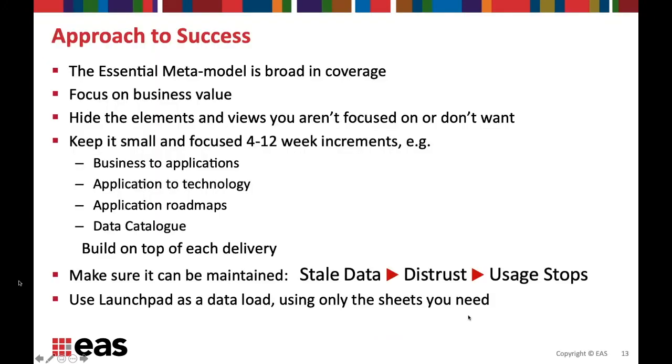Okay, so in terms of our approach to success, I think I've mentioned this, but we would recommend that you focus on an area that's going to give you business value. Keep it small and focused, and you will be able to get benefit within 4 to 12 weeks and show value. So pick an area, whether it's business to applications or application to technology or APM, but something small. Don't just try and do everything all at once, because then it becomes a bit unmanageable. You do want to make sure you keep on top of that delivery. You've got the people who are going to maintain the data know that they're responsible to do it, and they have a way to do that.